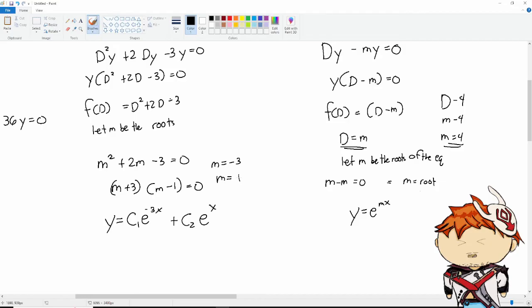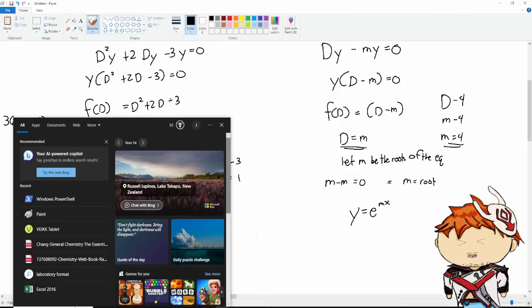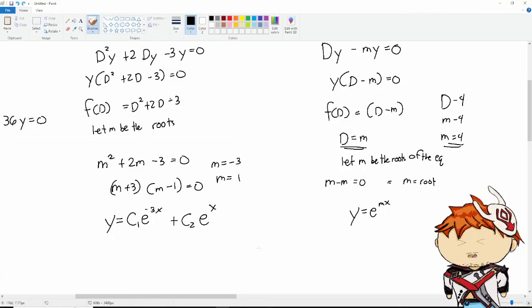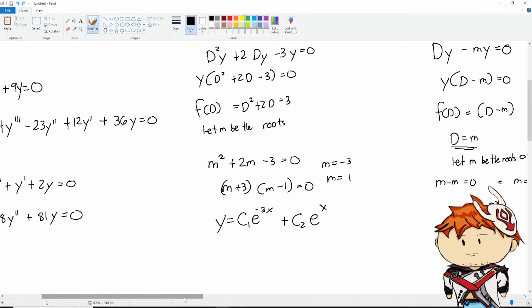A root is a value or a number that, if we substitute it into our polynomial, makes it true. If we substitute negative 3 into this equation, negative 3 plus 3 becomes 0. Our polynomial will be 0, 0 is equal to 0. That is the definition of a root. That's algebra. And now this is our general solution. This is what you call case 1: distinct roots.